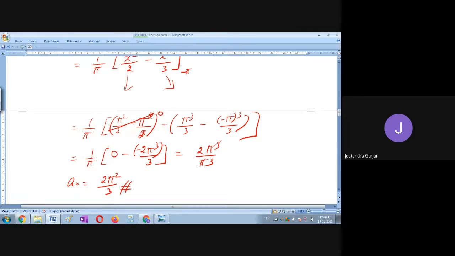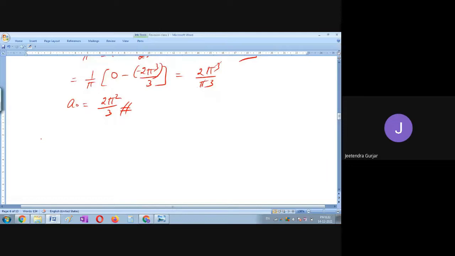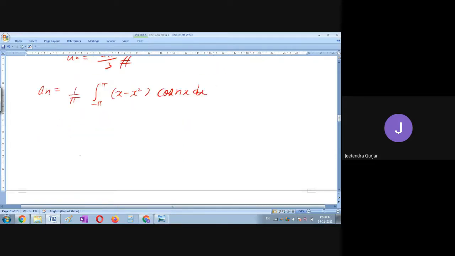Similarly, find an and bn. So quickly you will get the answer here, students. Very easily you can find an. Please remember the formula, students. Very very important. 1 upon pi integral minus pi to pi x minus x square cos nx dx. Okay, so this is equal to 1 upon pi.